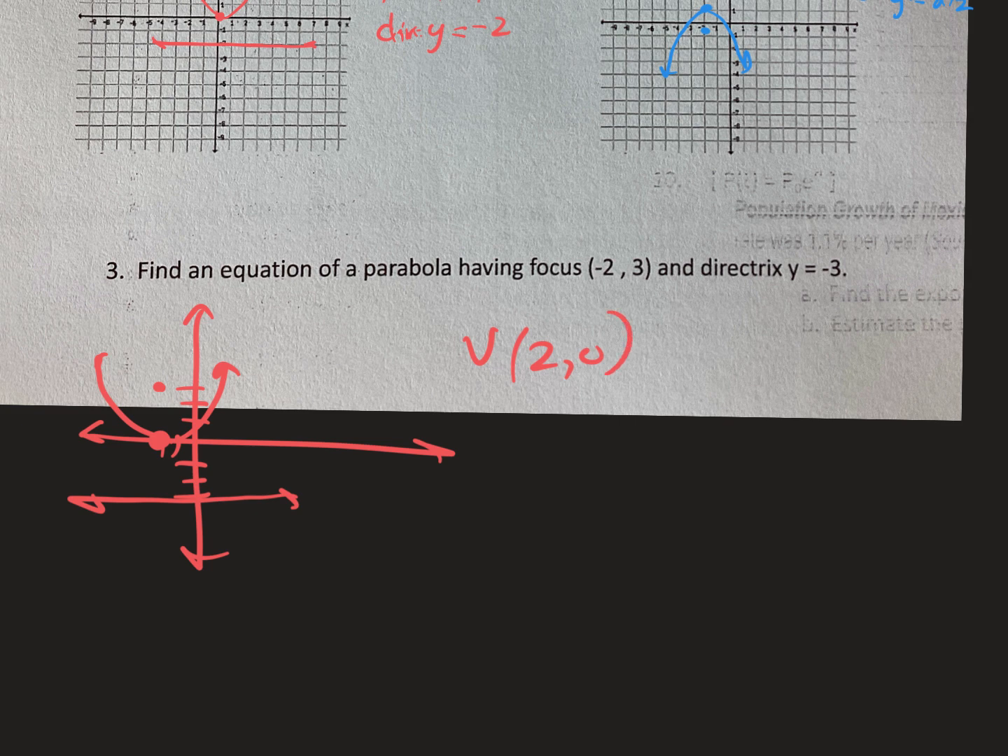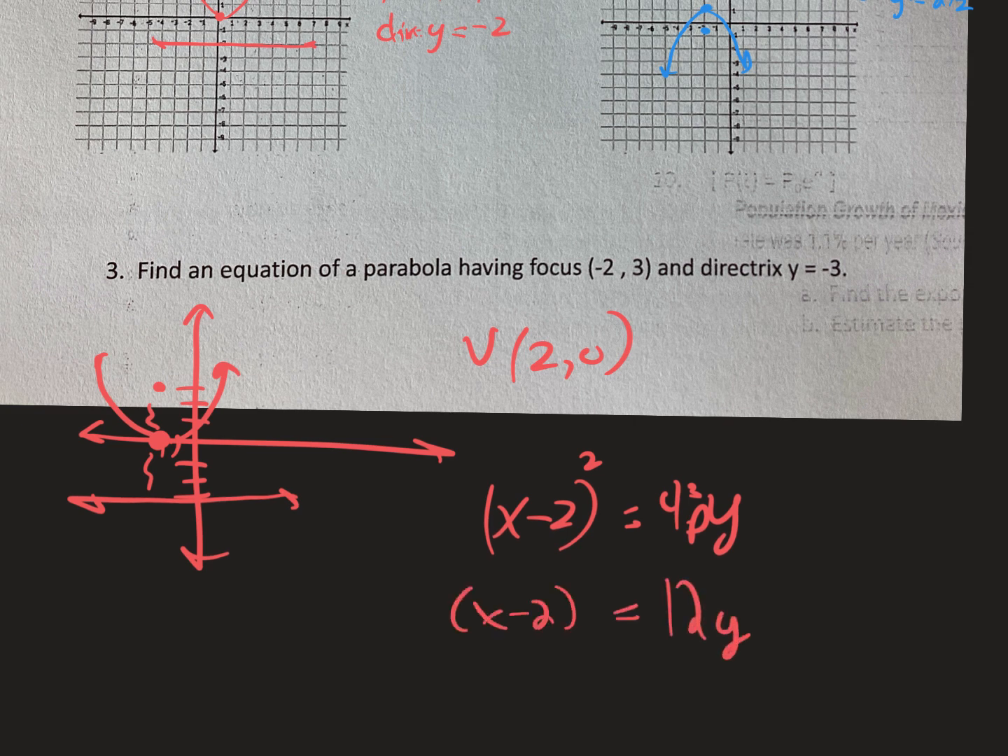Because it's 2, 0, I can write this. I can say x minus 2 in parentheses. I can put y minus 0, I'm just going to put a y. Because it opens up, the 4p goes with the y, which means it squares with the x. And my p is how far it is from the vertex to the focus, or vertex to directrix, and it's 3 away, so my p is 3. 4 times 3 is 12, so I get 12y equals x minus 2 squared. There's number 3.